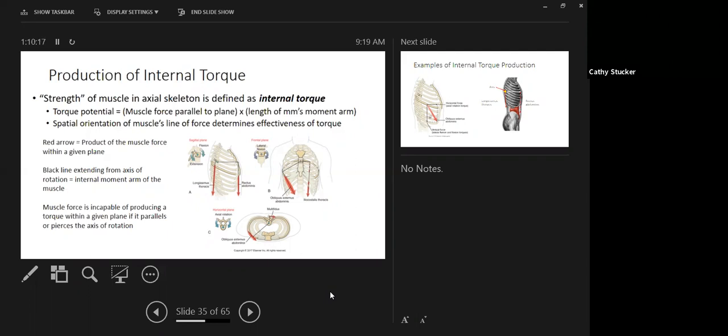So if we look at that first picture, longissimus thoracis is on the left along the spine. Rectus abdominis is in the front. Their lines of pull are fairly parallel with the spine. Which one has the longer moment arm for controlling spinal motion?